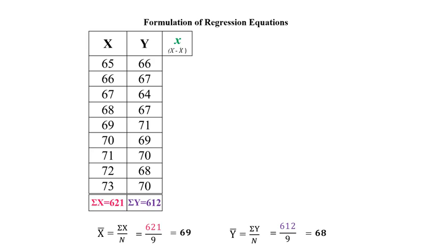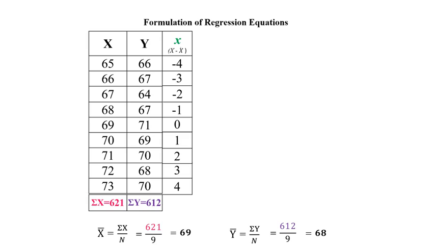Next step is small x. So find out small x. 65 minus 69, minus 4. 66 minus 69, minus 3. 67 minus 69, minus 2. 68 minus 69, minus 1. 69 minus 69, 0. 70 minus 69, 1. 71 minus 69, 2. 72 minus 69, 3. 73 minus 69, 4. So adding these values we get summation x equals 0.